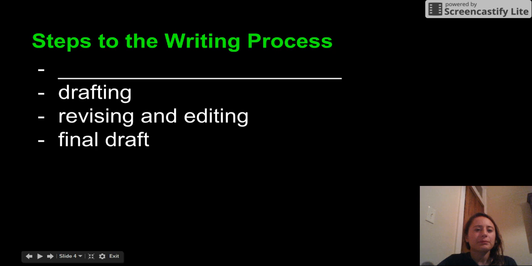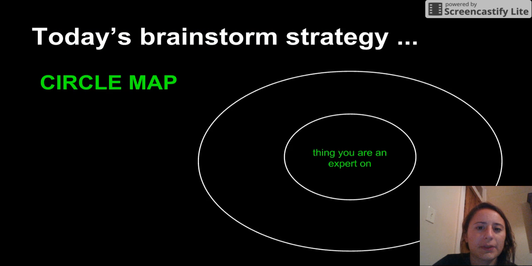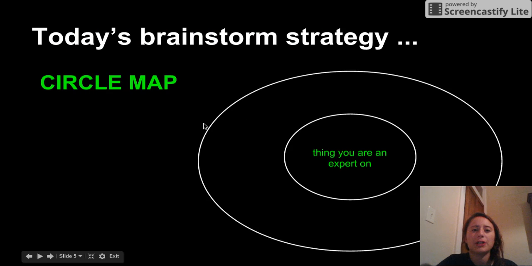Awesome. So the steps to the writing process are: we must always first create a blank, then we're drafting, then we revise and edit, and then a final draft. What goes in the blank? So the brainstorm strategy we are going to use today is called a circle map.